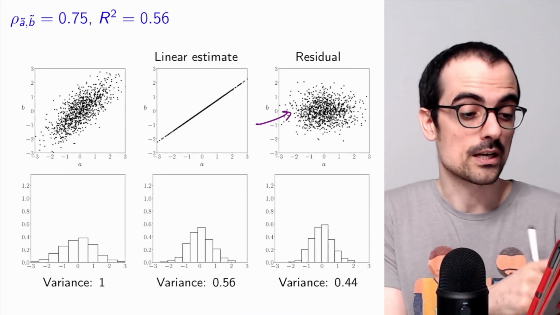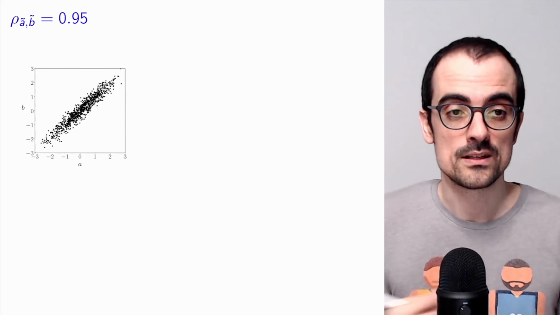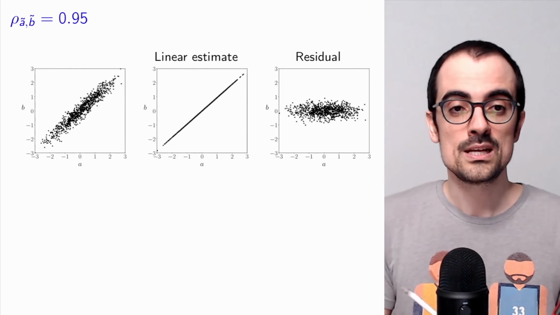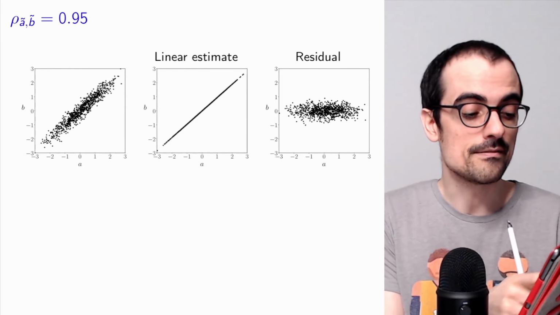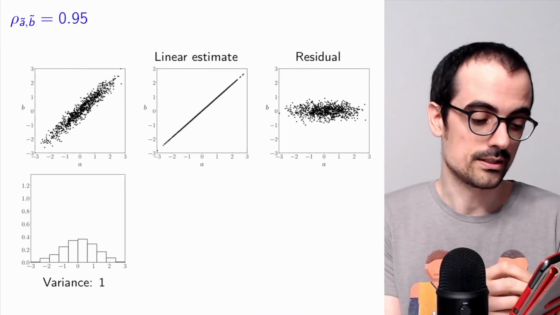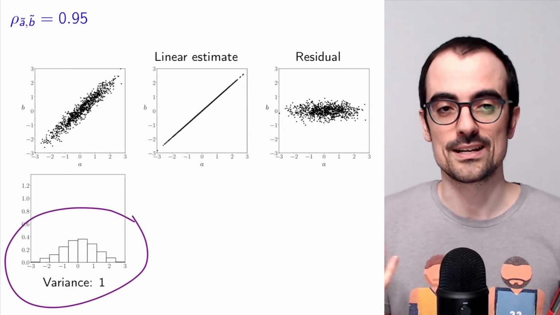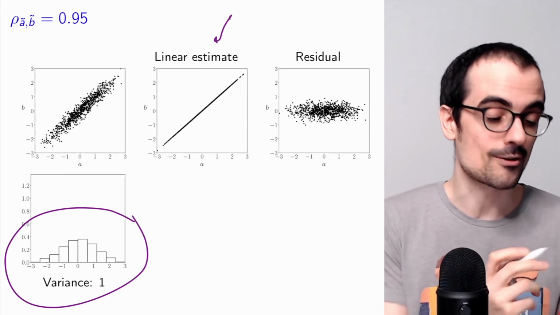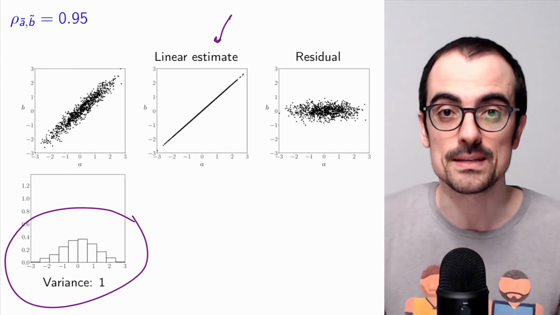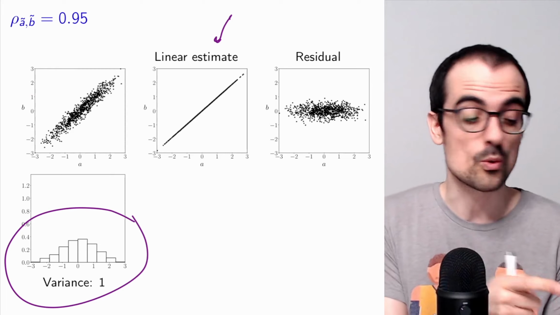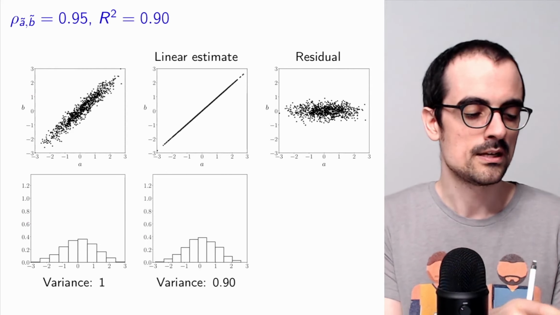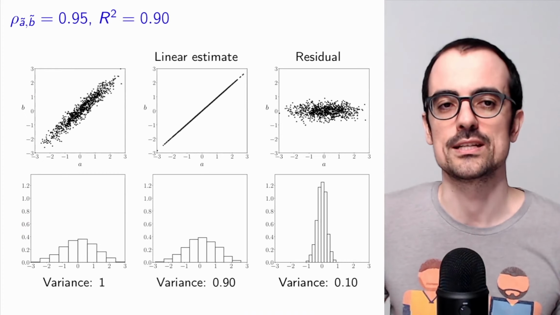So what happens if the correlation coefficient is 0.95? Well, we do exactly the same thing, linear estimate, residual. Now what happens is that we know that the variance of the original random variable in here is exactly the same, but the fraction of variance captured by the linear estimate is going to be greater. It's going to be the square of 0.95, and indeed it is. It's approximately 0.9, and the variance captured by the residual is going to be less.